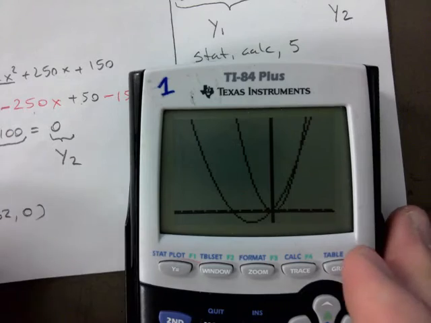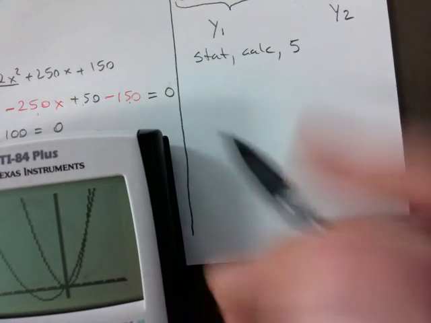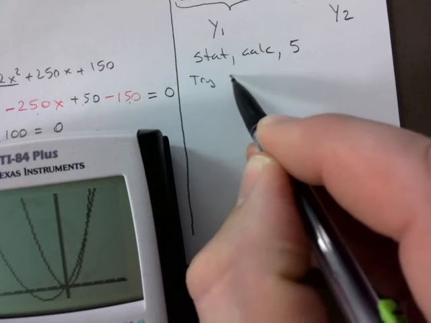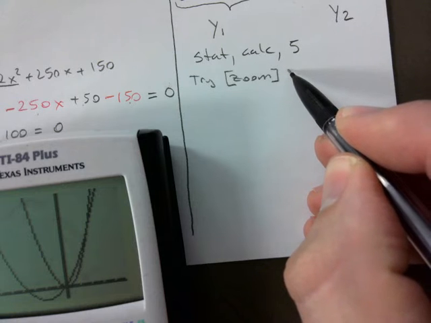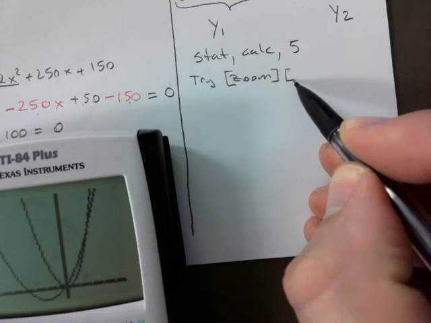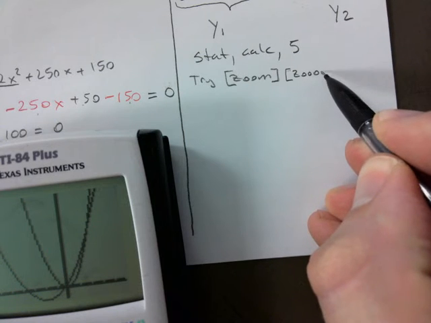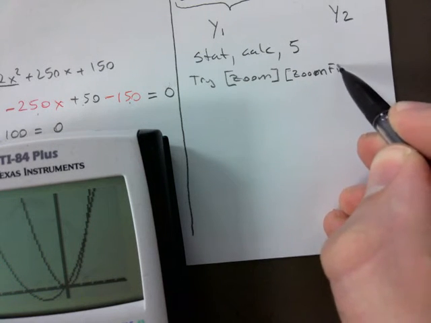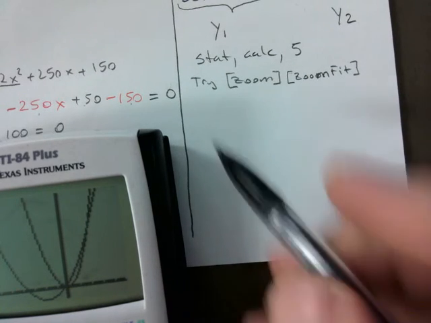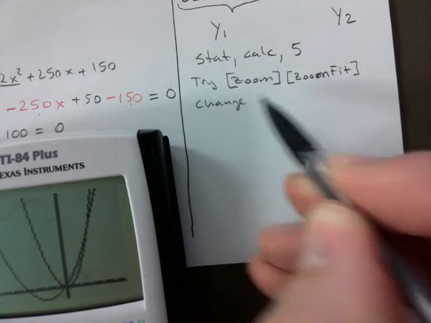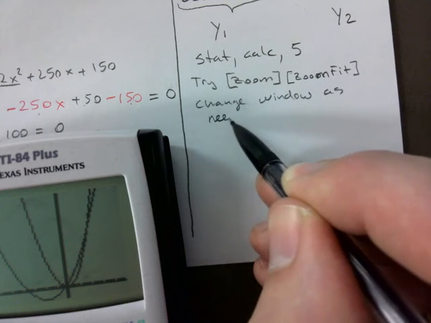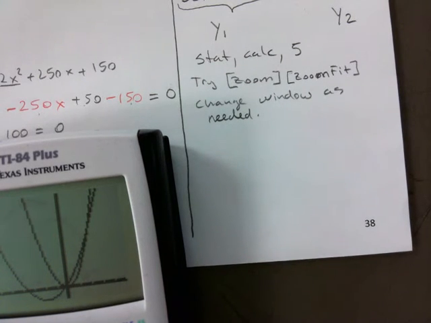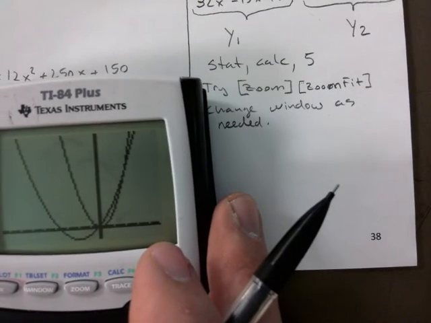Okay. Let me just in your notes do this. Try zoom fit, right? Zoom fit, right? And then change window as needed. So you're basically gonna have to triage the situation. Like where's the intersection of those two curves? Because that's what I'm really interested in.